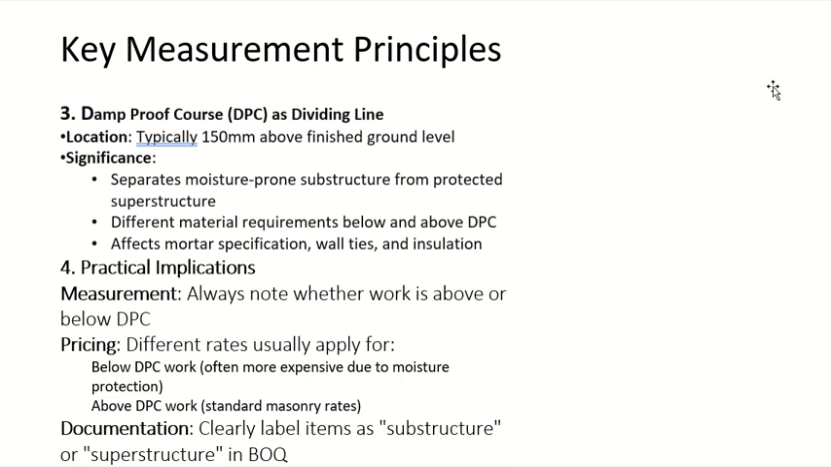The dividing line between the wall of the substructure and superstructure is the DPC level. The difference in the wall may not be in the type but maybe in one of these things. We may have the same type of wall but we may be using different material, or the prices can be different, and so on and so forth.